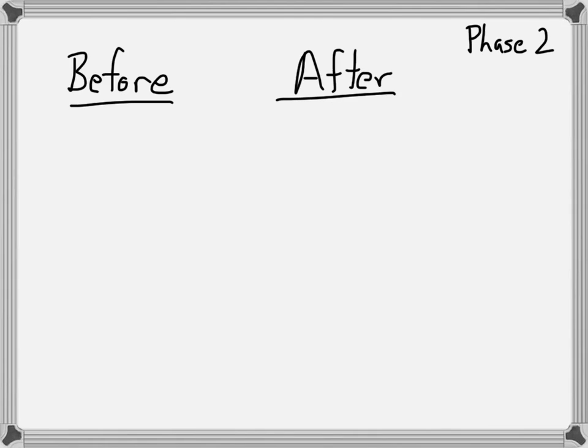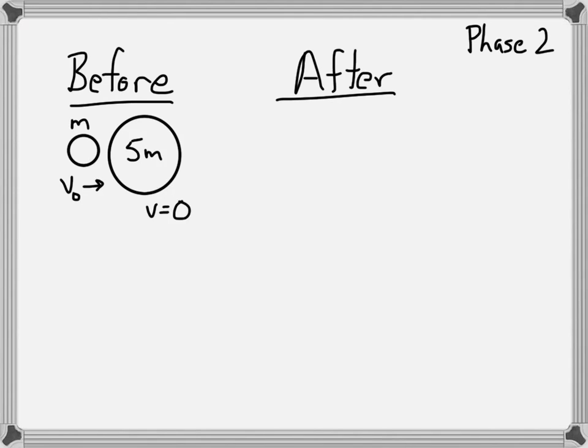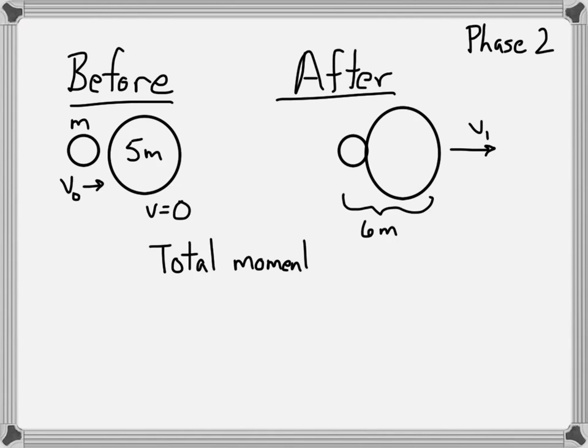So phase 2 is the actual collision itself. In phase 2, we have a before and an after collision. Before the collision, we have the little m going at a speed v naught, which we just figured out, and the 5m mass is going at 0 velocity, so it's stationary. And then after the collision, these two stick together, and they move at a velocity v1. Oops, I'm getting ahead of myself here, or at least my writing is.